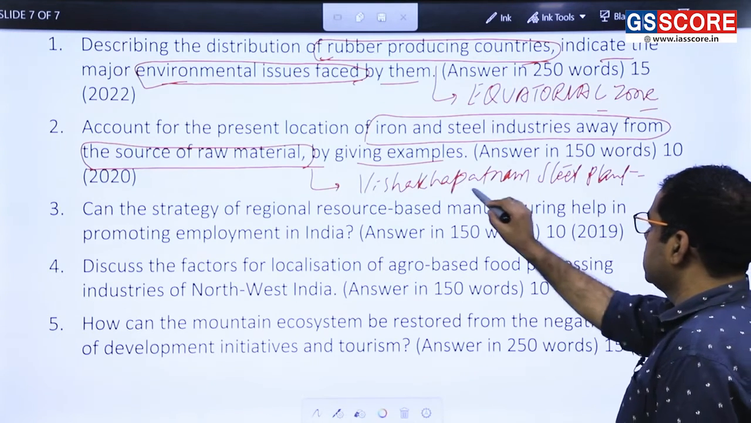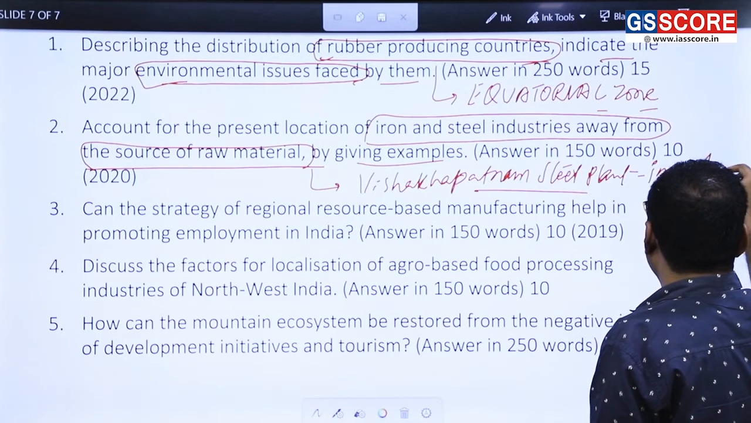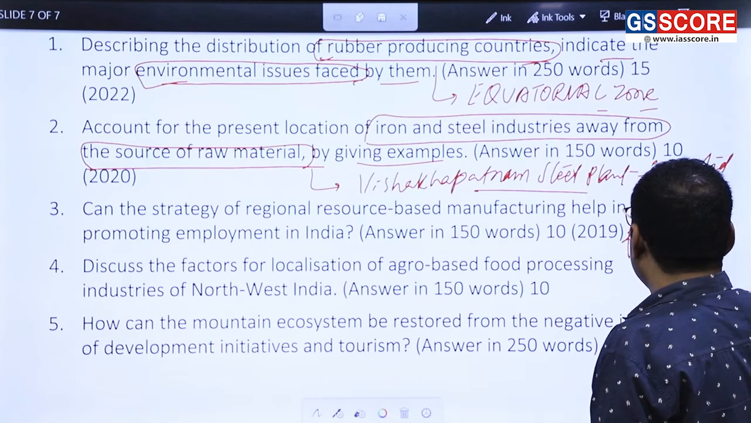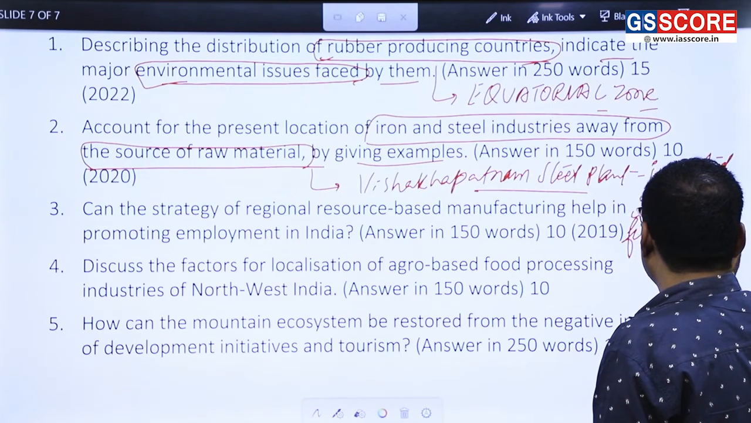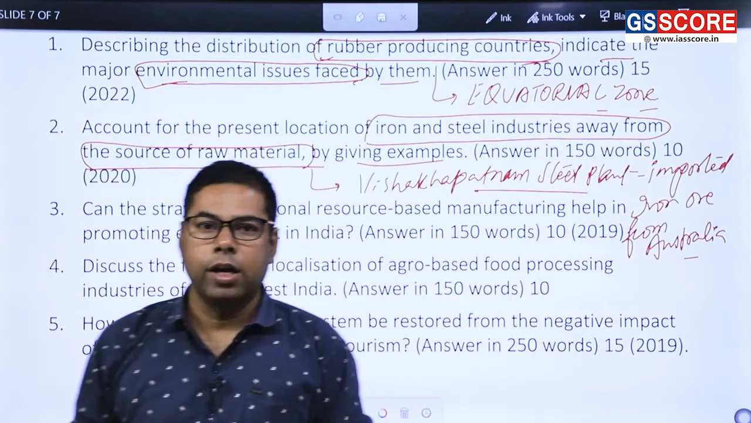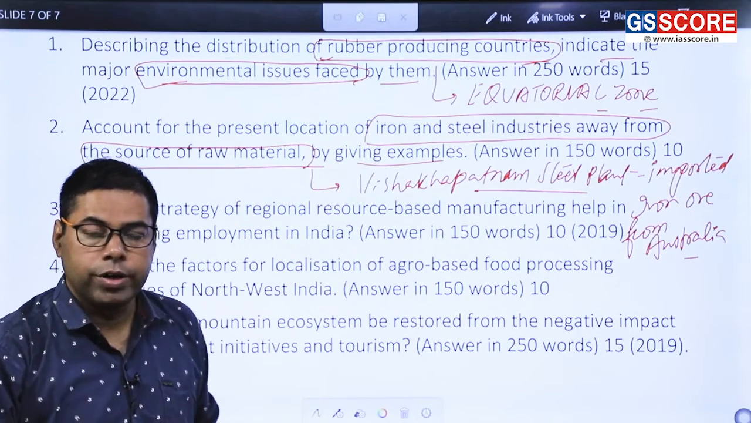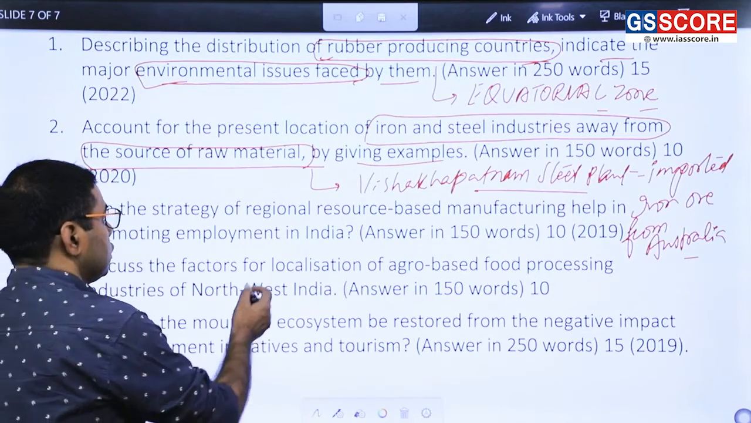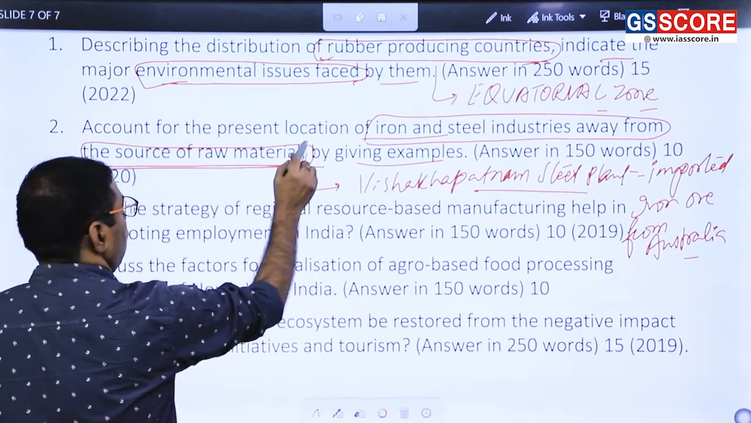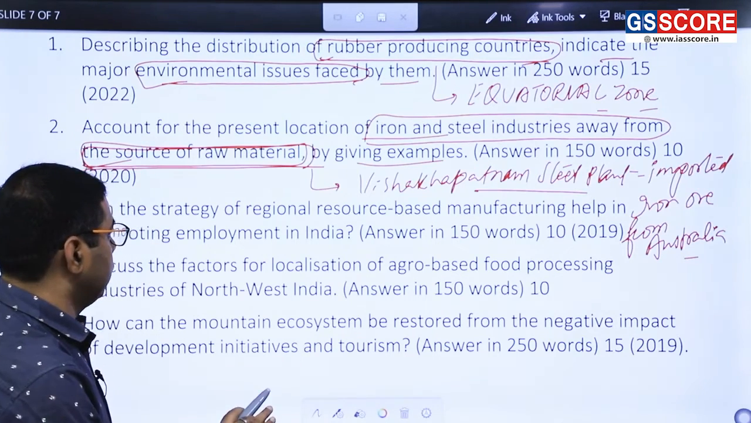So this Visakhapatnam steel plant is based on imported iron ore from Australia. So we are importing the superior variety of iron ore from Australia and we are producing steel, then we are exporting to different countries, right? So this is an iron and steel industry away from its source of raw material. Visakhapatnam steel plant is the best answer for this.